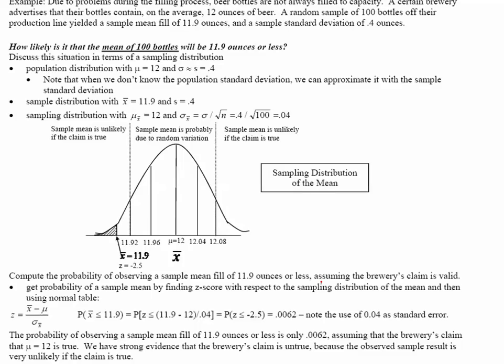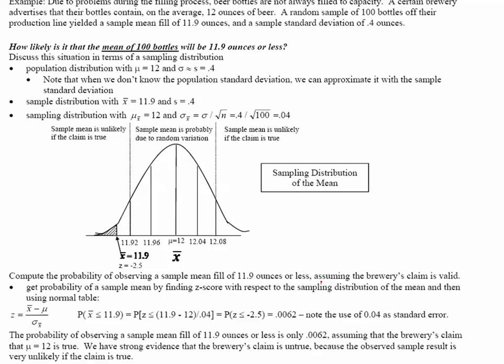So let's look at an example. Let's say due to problems in the filling process, beer bottles are not always filled to capacity. A certain brewery advises that the bottles contain, on average, 12 ounces of beer. So you can kind of think of that as the average of the population. We want to check that, so we grab a random sample of 100 bottles off the product line, and they yield a sample mean of 11.9 ounces with a standard deviation of 0.4 ounces.